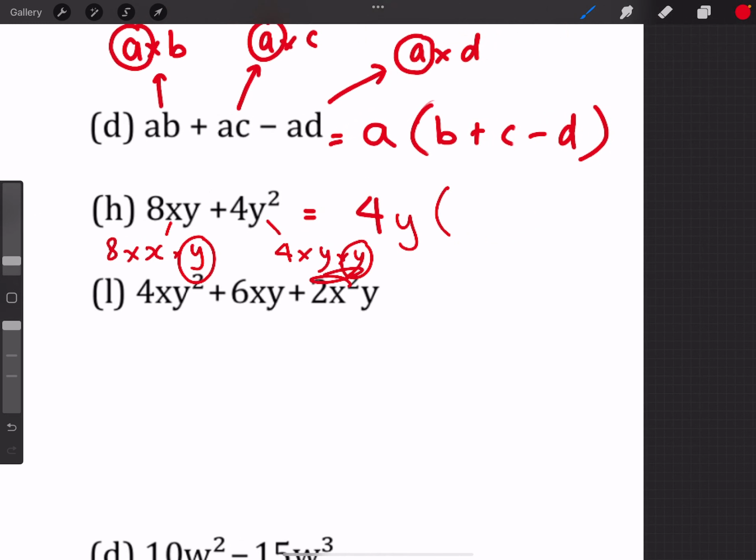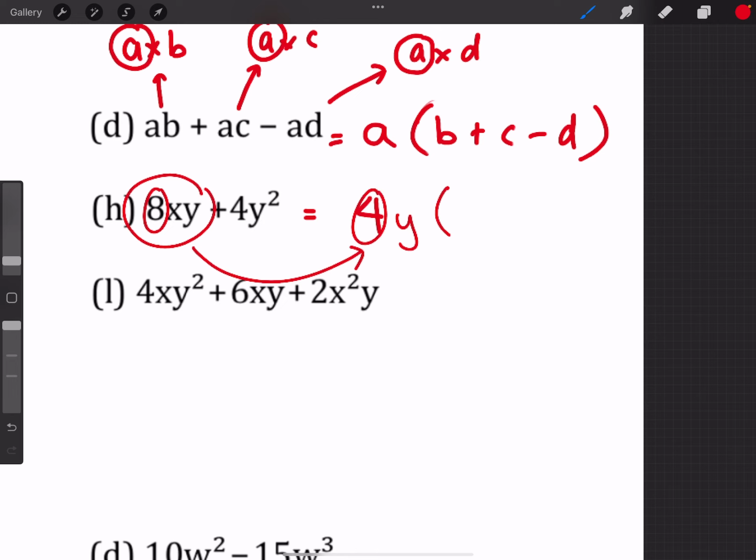Okay, now let's divide everything by our highest common factor here. What is 8xy divided by 4y? Well, 8 divided by 4 will give me 2.